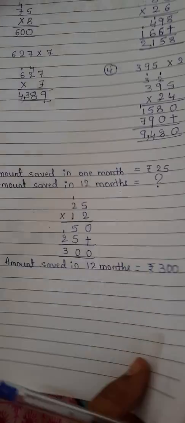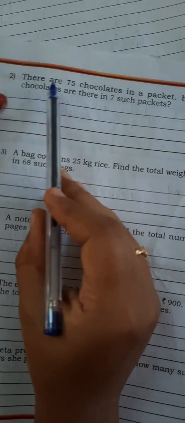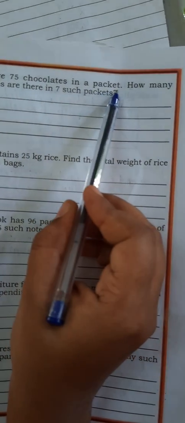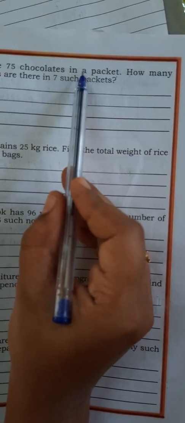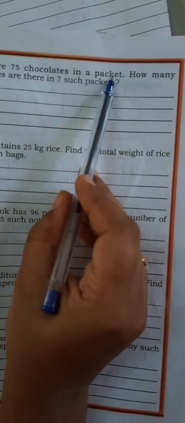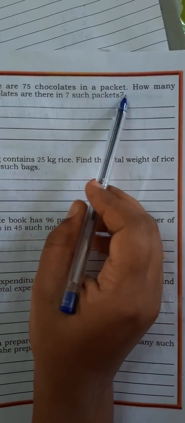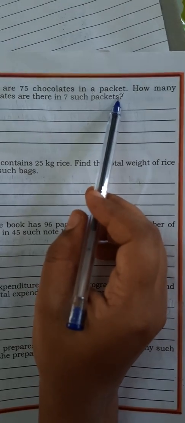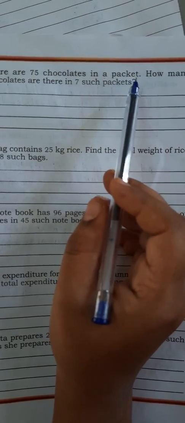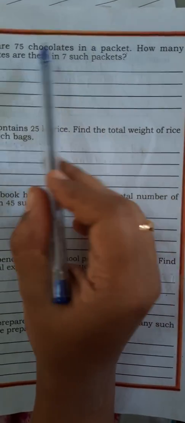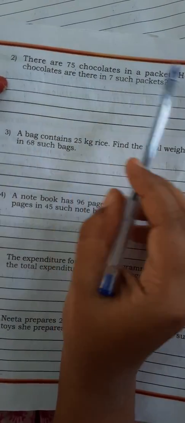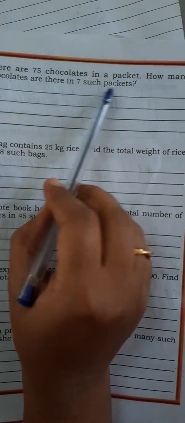Now come to the second question. Second question. What is second question? Read, children. Loudly you read. Second question is, there are 75 chocolates in a packet. In a packet. In a packet means what? In one packet. In last class I have told you, a means what? One. There are 75 chocolates in a packet. You will take a chocolate packet for your birthday. Yes or no? To school you will bring. Yes or no? Every year one chocolate packet you will bring. In that how many chocolates are there? 75 chocolates are there. How many chocolates are there in 7 such packets?